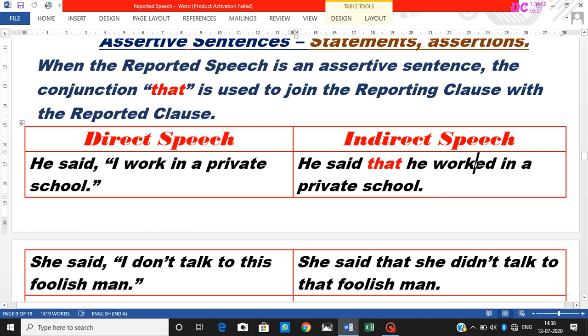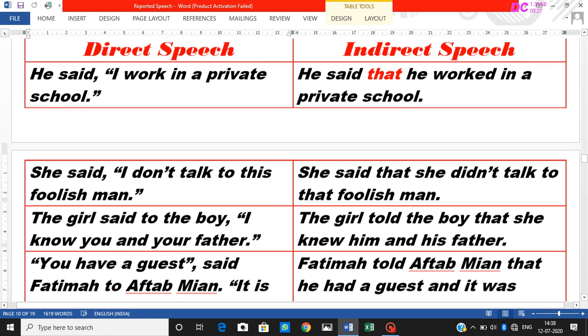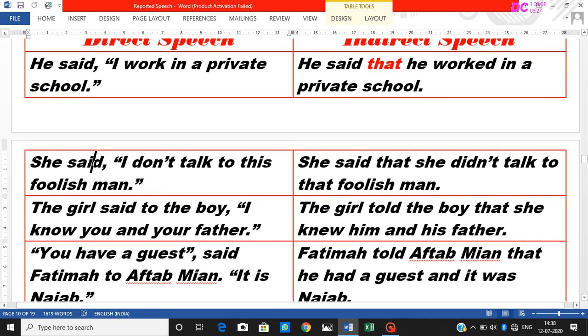By adding -ed to this verb work, present simple, present form of verb work. If the second form is present -ed, so it becomes past simple: he worked in a private school. Now second example, she said, here she has said. This is a reporting clause. What did she say?